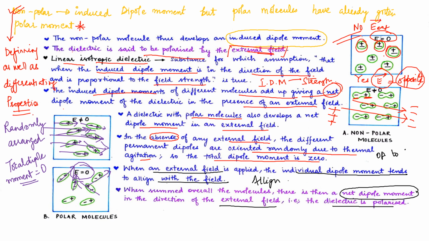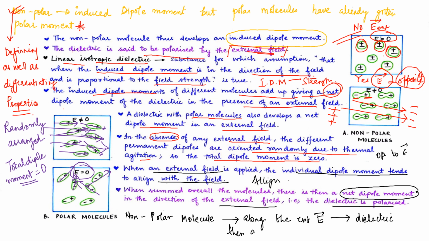Opposite to E. But what these molecules exactly do is they get polarized along the external electric field. They tend to align, and this makes the dielectric polarized. The dielectric then gets polarized.